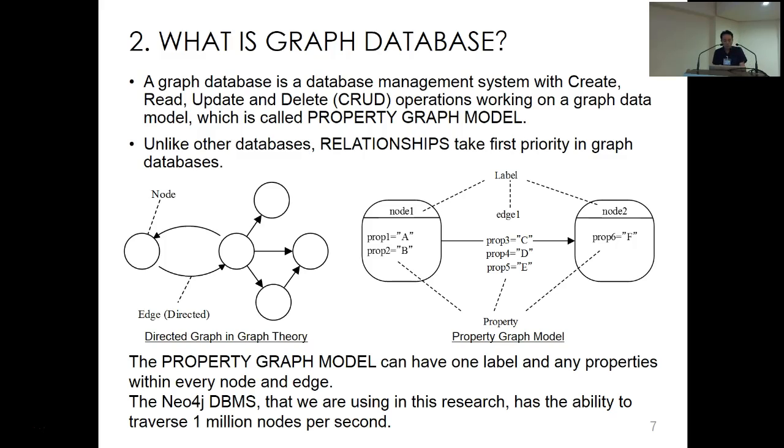The property graph model can have one label and any properties within every node and every edge. The Neo4j DBMS that we are using in this research has the ability to traverse 1 million nodes per second.